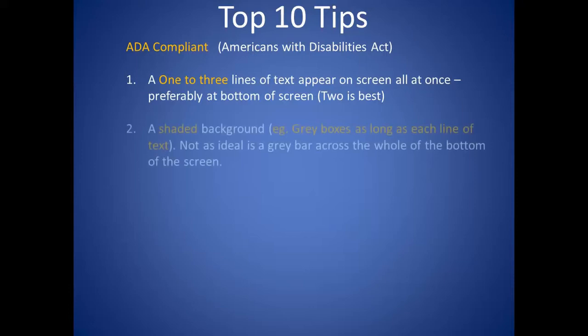2, a shaded background, e.g. a light grey box with maybe white text on it. If you have a grey bar across the whole of the bottom of the screen, and sometimes you don't have captions on, and that grey bar is still there, it's just a little bit annoying. It takes up a lot of real estate, and it degrades the experience of watching the video. So ideal would be to have grey boxes as long as each line of text and no longer.